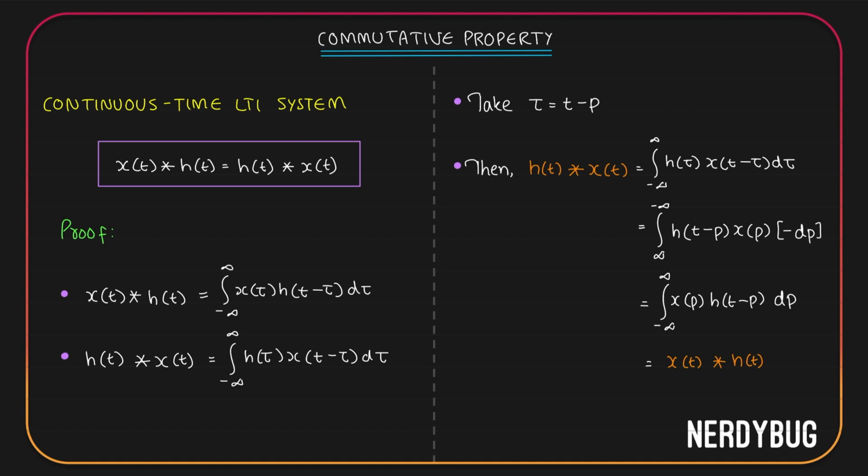The same thing that happened with discrete time system is also happening here. The variable is different. We defined convolution of x of t and h of t like this: integral from minus infinity to infinity x of tau h of t minus tau d tau. Here we have integral from minus infinity to infinity x of p h of t minus p dp. But we just learned that the name of the variable doesn't matter as long as you're giving the same limit. So this is also the same as convolution of x of t and h of t. Hence we can conclude that in continuous time LTI systems also, the order of convolution does not matter.